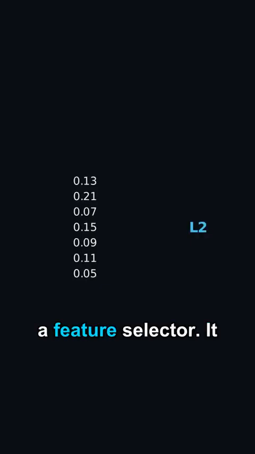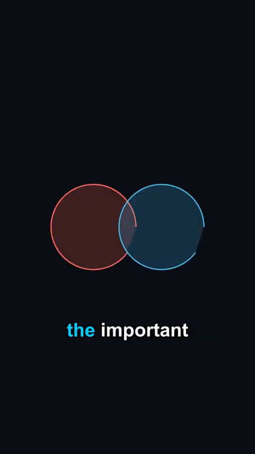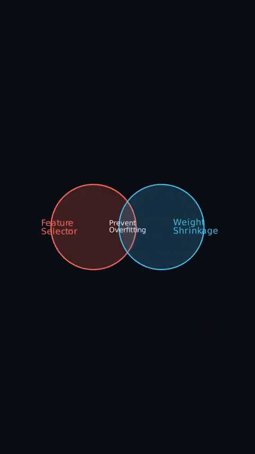So L1 is a feature selector. It automatically keeps the important variables and drops the noise. L2 is a shrinkage tool. It fights overfitting by keeping all weights small, but it never lets them vanish.